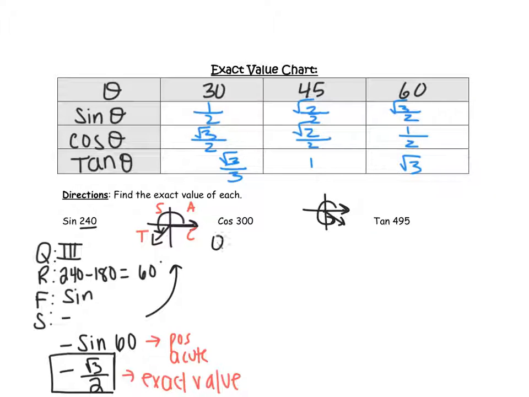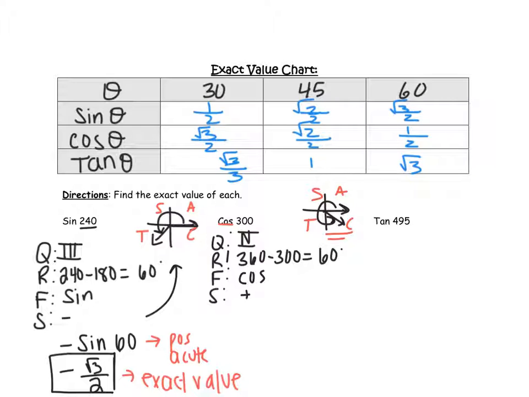Quadrant 4, so Q, R, F, S. I'm in quadrant 4. To find a reference angle in quadrant 4, I take 360 minus the angle, and that gives me 60. The function I'm dealing with this time is cosine. Now let's talk about all students take calc. So in quadrant 4, the only thing that's positive is cosine, so this would be a plus. So the way we would write it from the bottom up would be cosine of 60. Now, cosine of 60 is 1/2. That is my exact value, and this is my positive acute.